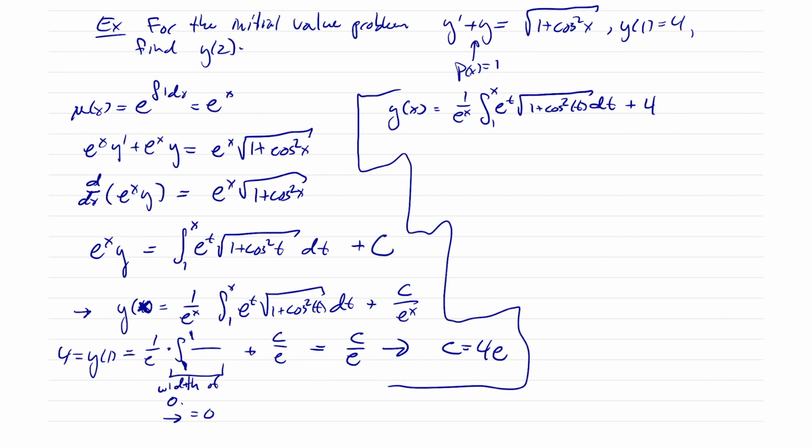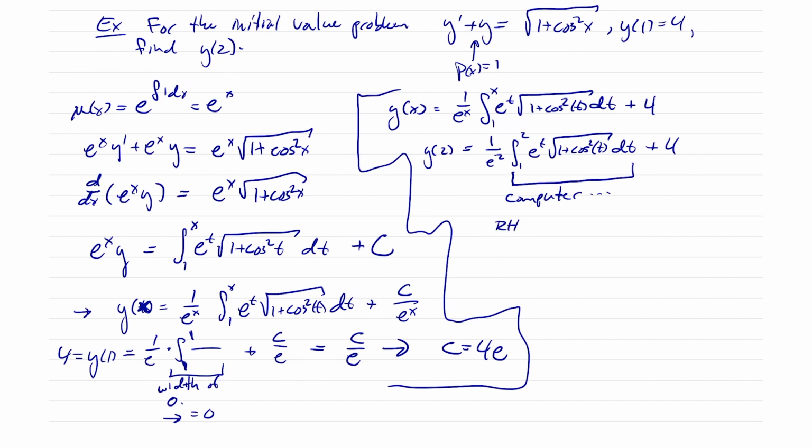Okay. Now they asked us what is y of 2, and that's going to be 1 over e squared times the integral from 1 to 2 of e to the t square root of 1 plus cosine squared of t dt plus 4. And now we're left with having to figure out what this is. Okay, so this is going to have to use a computer of some kind, or if you're really industrious, hand calculations. But this we're going to use something like, say, the right-hand rule.